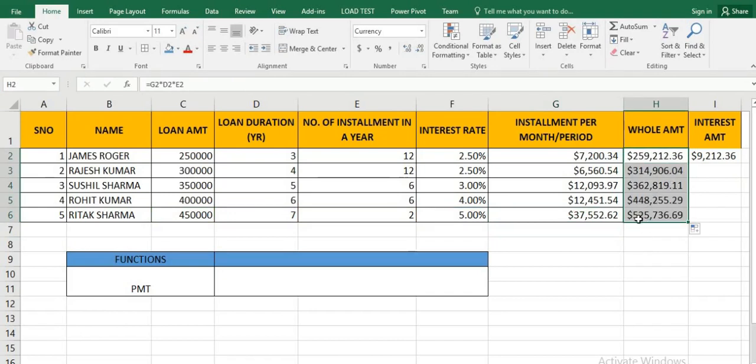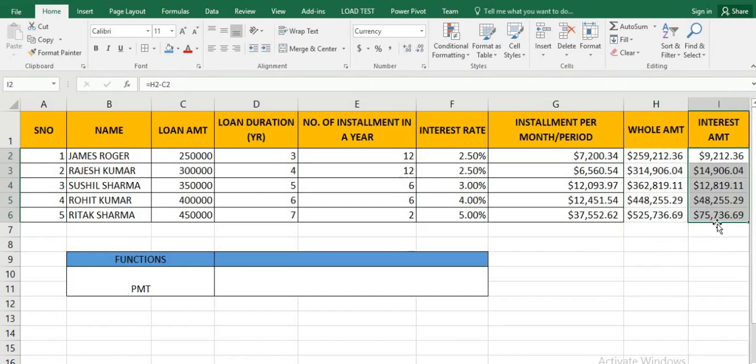So he paid how much? 5,25,736.69. And how much interest did he pay? It will show here 75,736. So when the duration is long, or if you take a long time for your loan, you have to pay more. So it is better that as much as possible you pay your amount in less time, then it's better for you, otherwise you have to pay more.